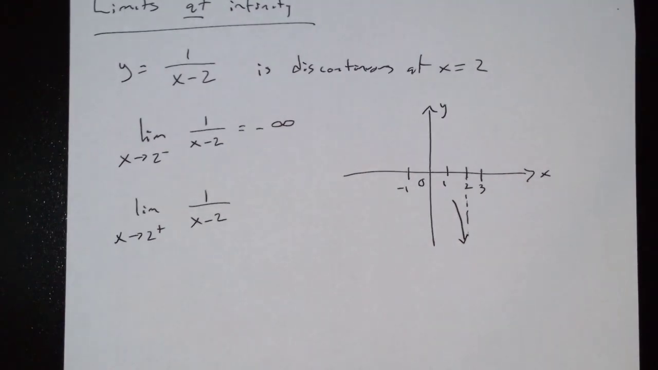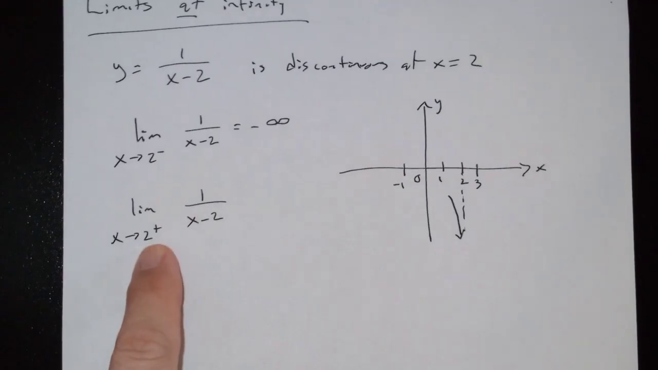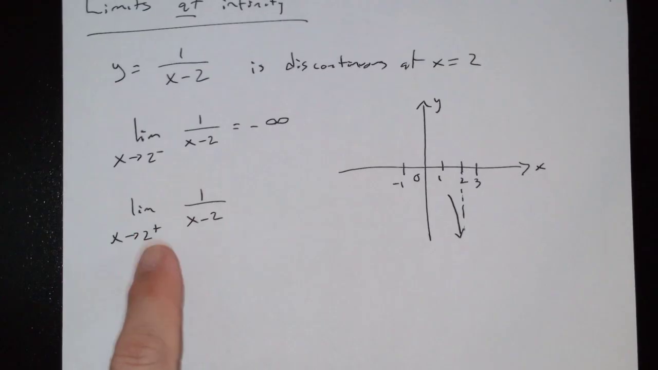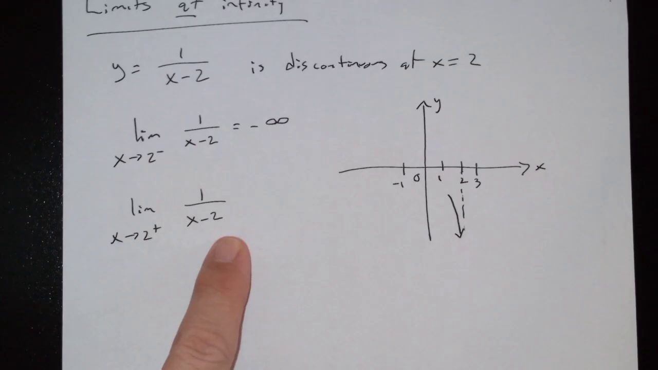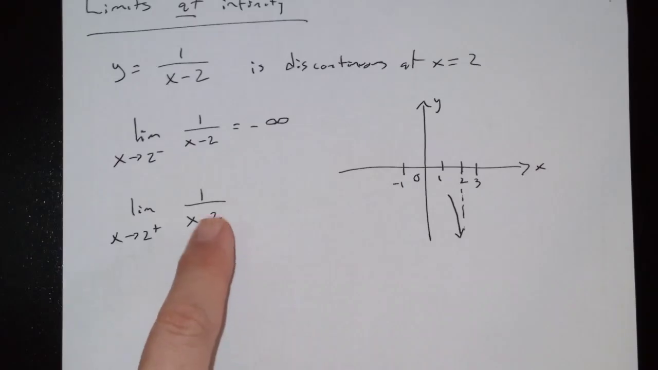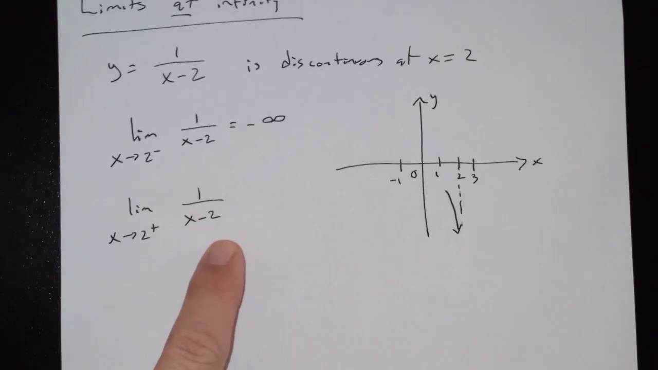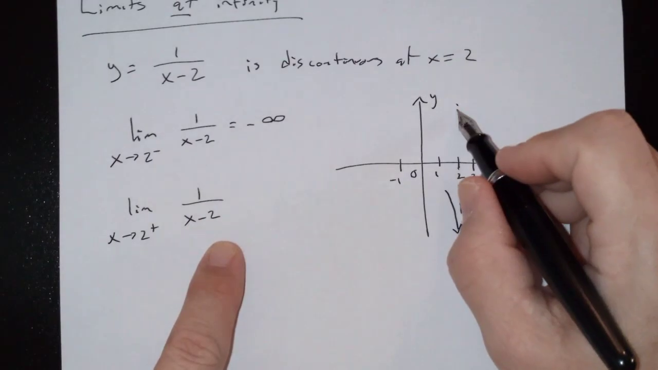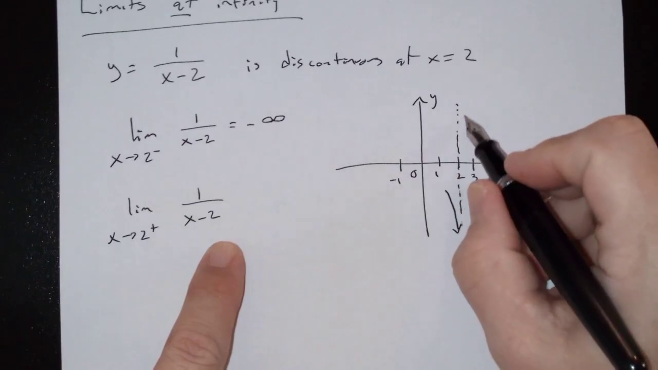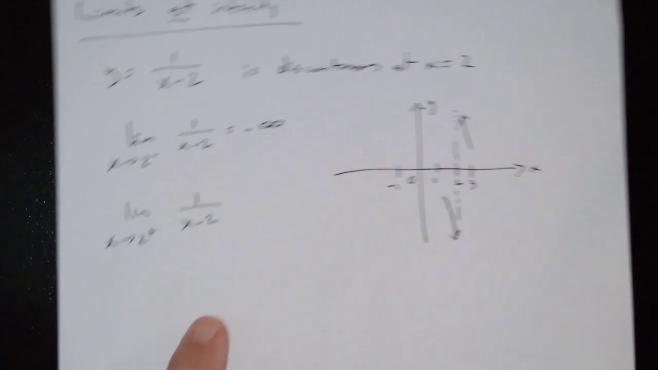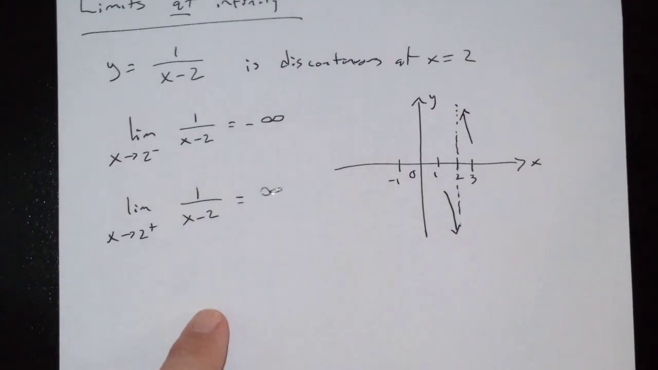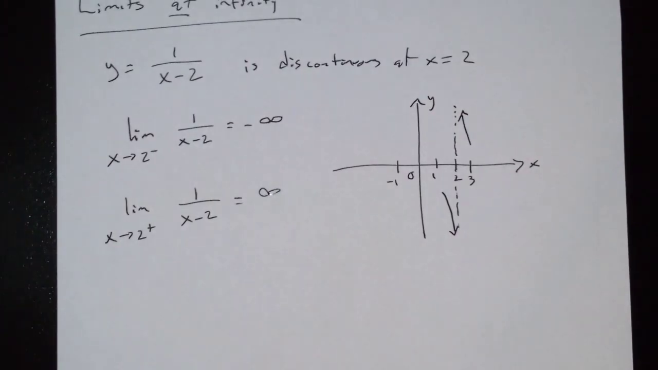If I think about what's happening as I come from the right, I'm using numbers that are ever so slightly bigger than 2. When I subtract 2 from something that is larger than 2, I get something positive. But it's 1 over positive small thing, and 1 over positive small thing is a big positive thing. So I have one side going to minus infinity and one side going to positive infinity.